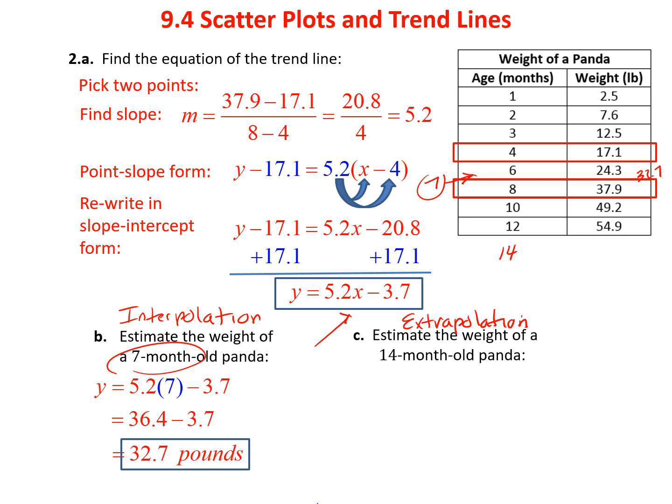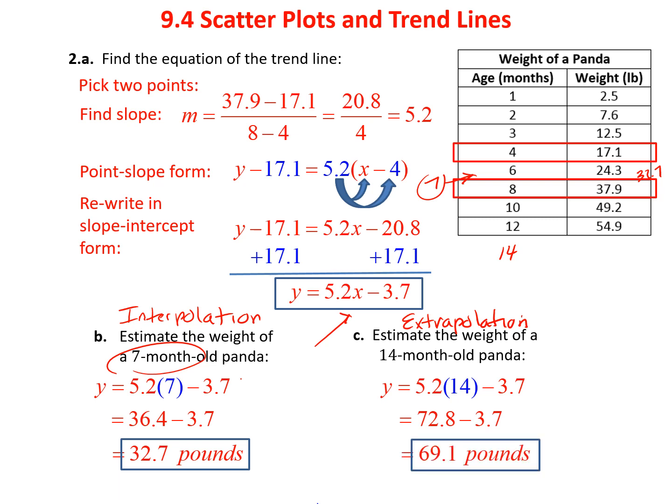I don't think 2 months is going to be a problem, but let's figure it out anyway. So now I put 14 in there, and multiply that out. Subtract it. And at 14 months, we expect it to weigh 69.1 pounds. So that's not bad. It seems to be appropriate. So that's how we would find the trend line, and that's how we would use it to make a prediction.